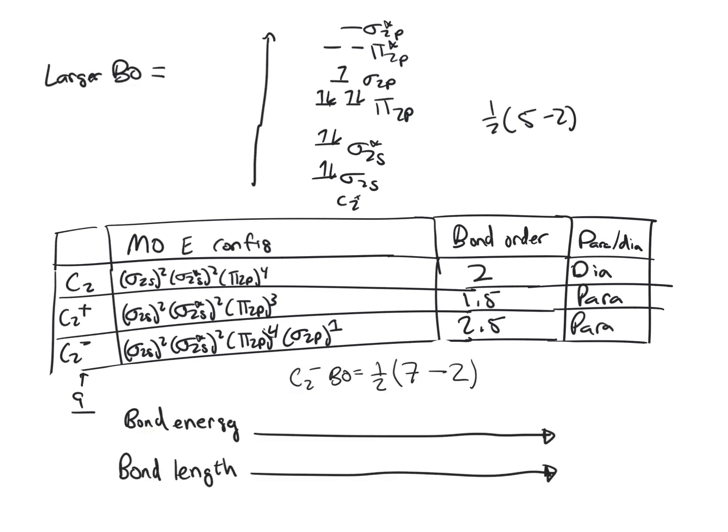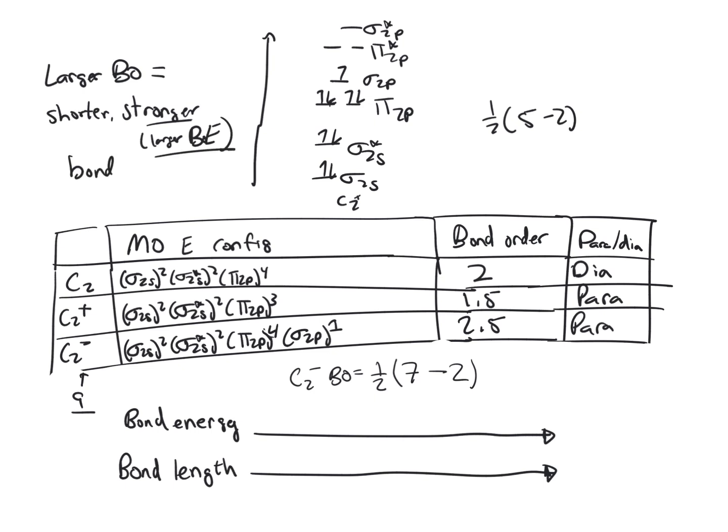Evaluate the bond energy and bond length. Those are both related to the bond order. A larger bond order is going to be a shorter, stronger bond. And stronger means a larger bond energy.